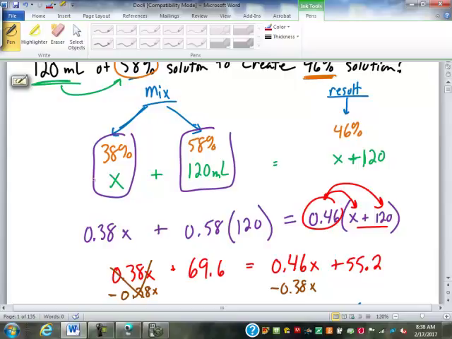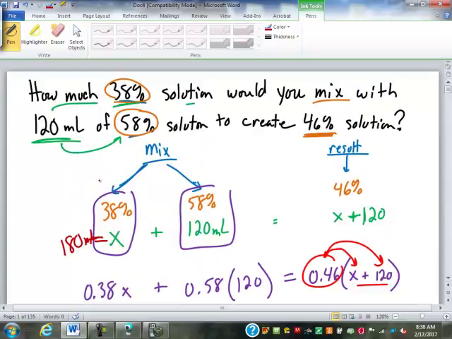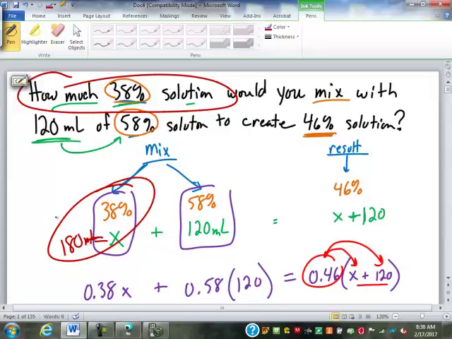So now let's go back up and make sure we've answered our question. So x was the amount of the 38% solution. It's going to be 180 milliliters. The question asks how much of the 38% solution. So yes, the 180 milliliters is our answer. That's what we were looking for there.